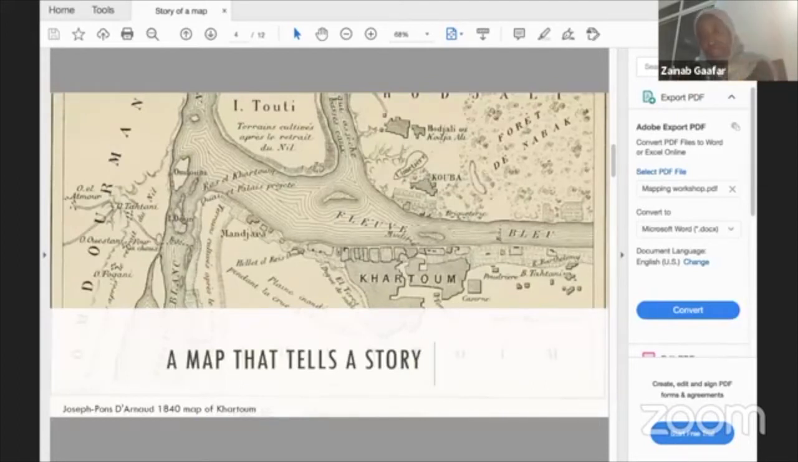And from this concept, we could look into how other maps are actually used the other way around. They're actually maps that are based on storytelling. If you go to the next slide.